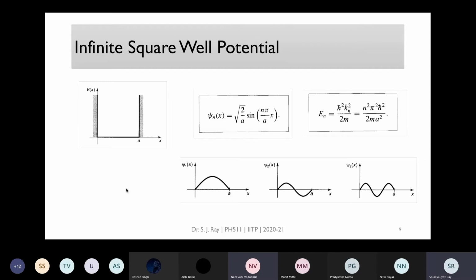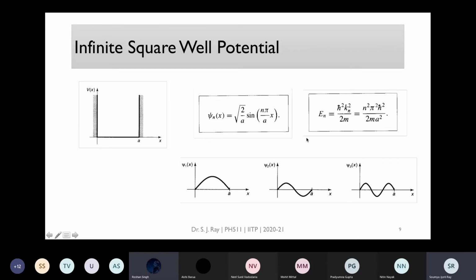Size of the box. Okay, so what is the dependence between E and a? It's inversely proportional to the square. Yes, inversely proportional to the square of the length. Okay, so what does that tell you?